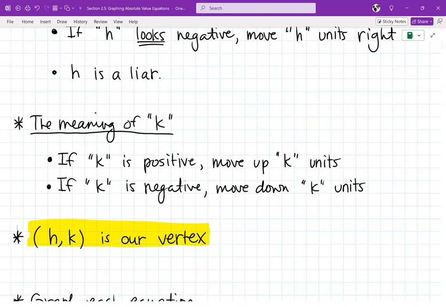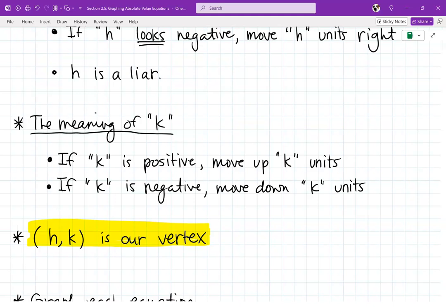H is the only one that's trying to trick you. The rest, A and K, are honest values. H is messing with you, so make sure you pay attention. And then the last thing before we start doing examples here, HK is our vertex. So HK, that's where we start our graph.